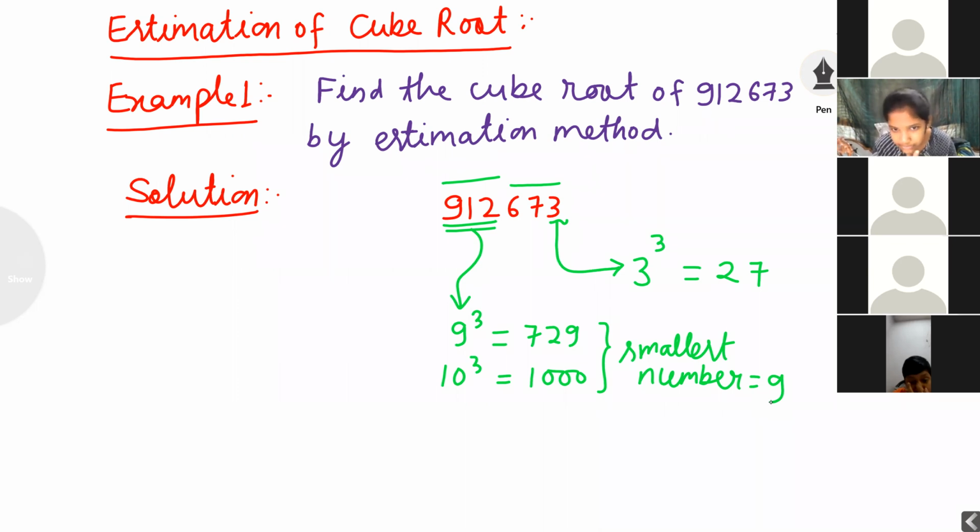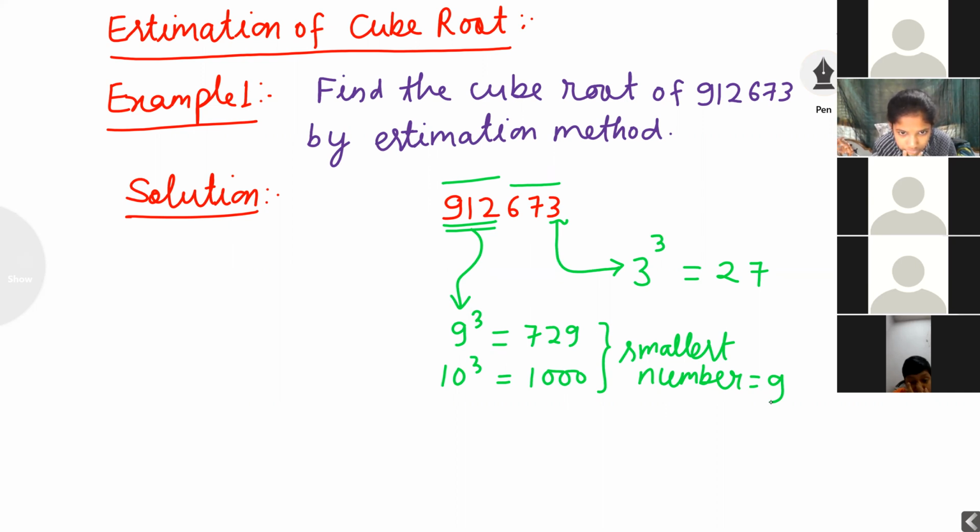After that, I have checked the second pair, 912. I want to take two values. One value is greater than, the second value is less than. But always I will take the smallest value. The smallest value is 9. Now, what is our answer?